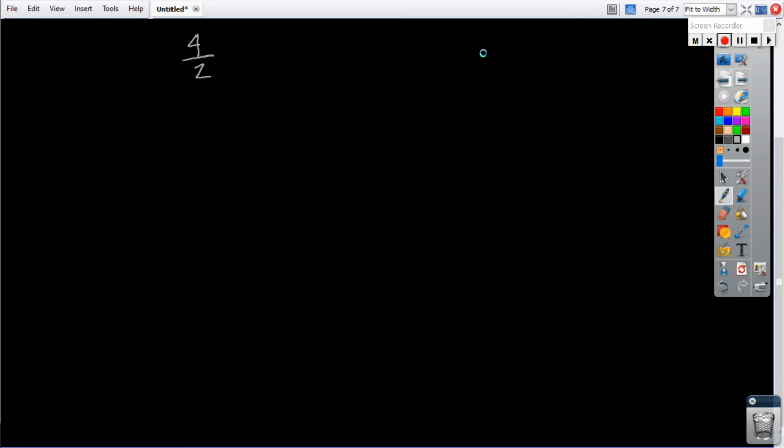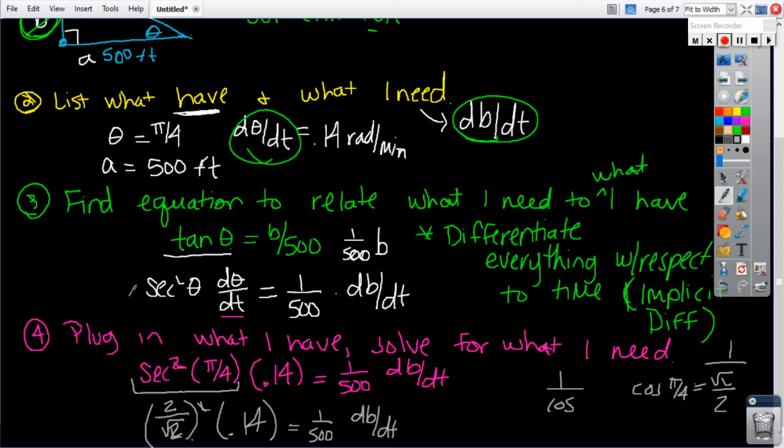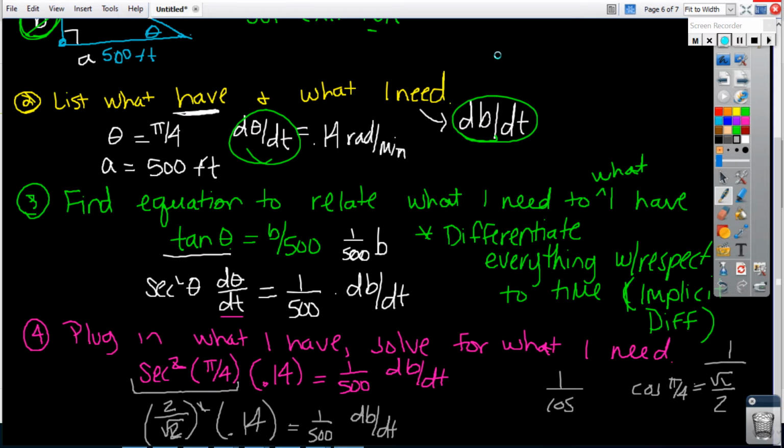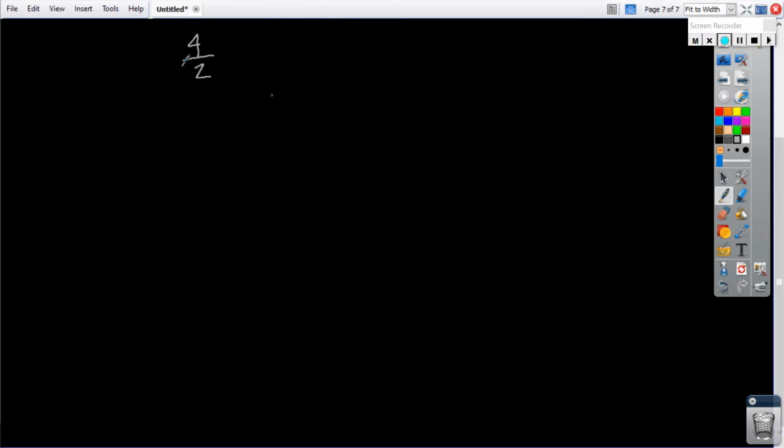4 over 2 is my 2 over square root of 2 squared, 0.14. Sorry, I had to go back to see what my numbers were. So now times 0.14, times 0.14 equals 1 over 500 dB dt. And remember, this is what I'm trying to get alone.